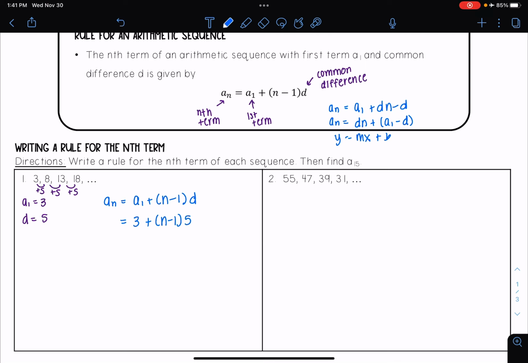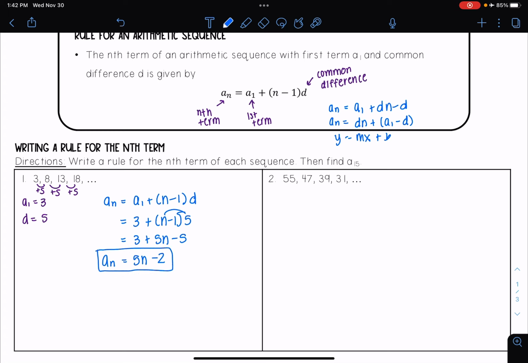And now I'm going to go ahead and distribute that 5 and write it where it's in that y equals some number n plus or minus another number. So distribute this 5, and I get that this is equal to 3 plus 5n minus 5. And combining like terms, I get that an is equal to 5n minus 2.